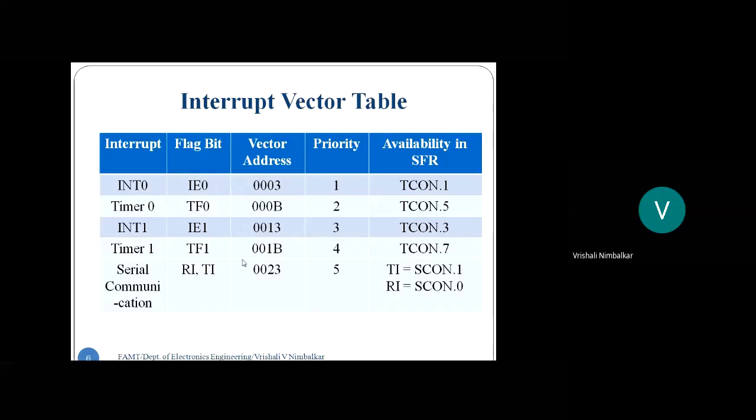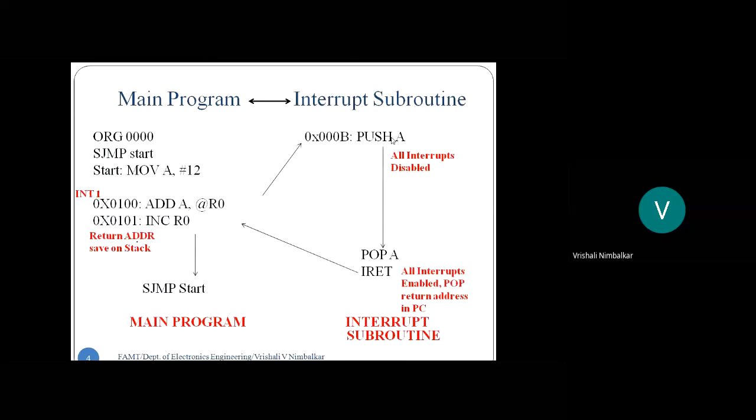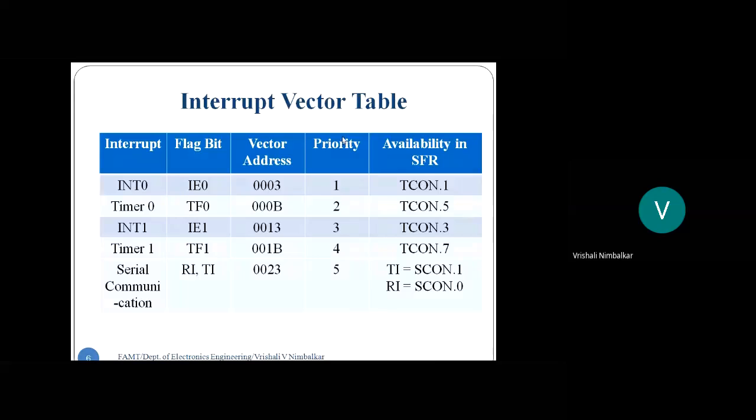So these are the addresses automatically loaded in the program counter, and hence the microcontroller starts executing the instructions written at those particular addresses. So when int0 arrives, the microcontroller will automatically start executing the instruction written at 3 hex. Okay, as I did show an example here. When int1 arrives, it will automatically start executing the instruction written at that address 13. Why? Because these are vectored interrupts. So it is easy to remember the addresses 3, B, 13, 1B and 23.